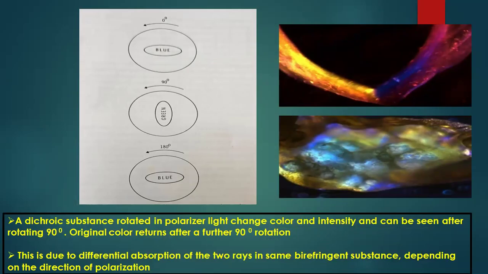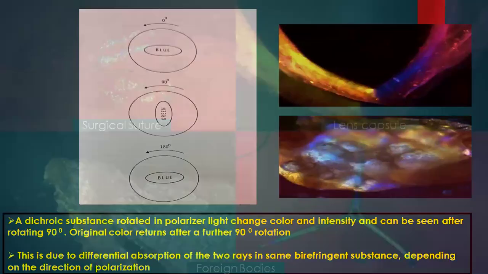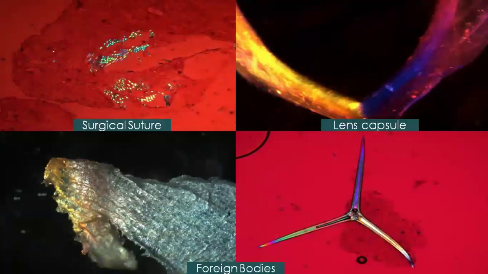Now comes a revolution of polarized OCT, which can give higher resolution, higher intensity, and a different OCT view in a bigger way. These are the surgical suture, lens capsule, and foreign body. This is a tripod foreign body that was detected in the laser.